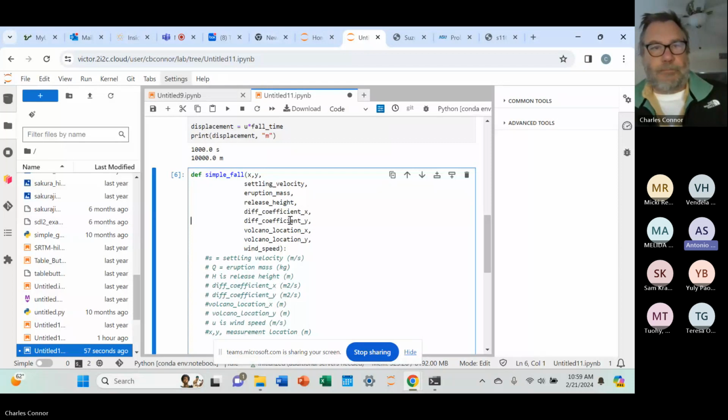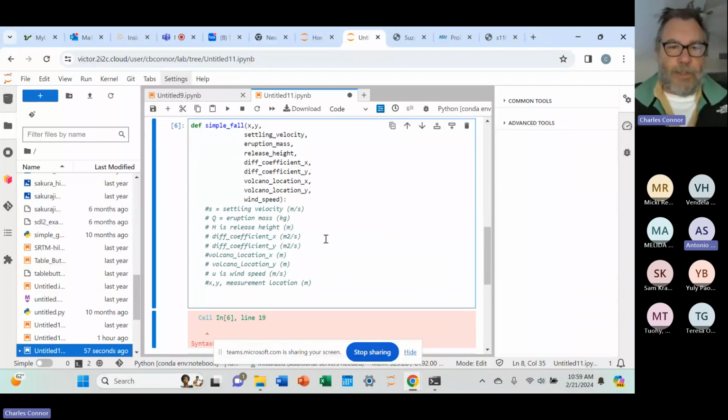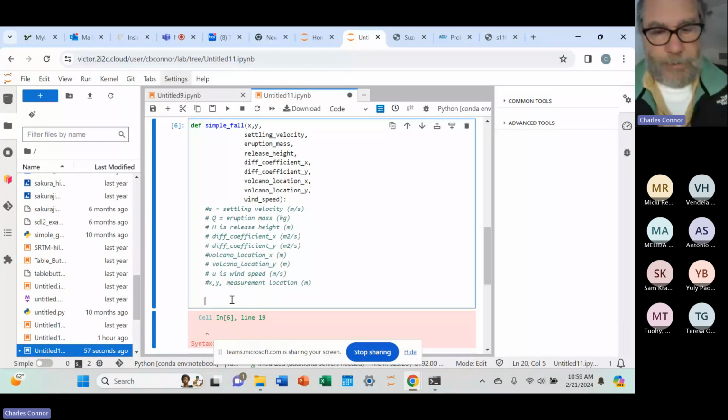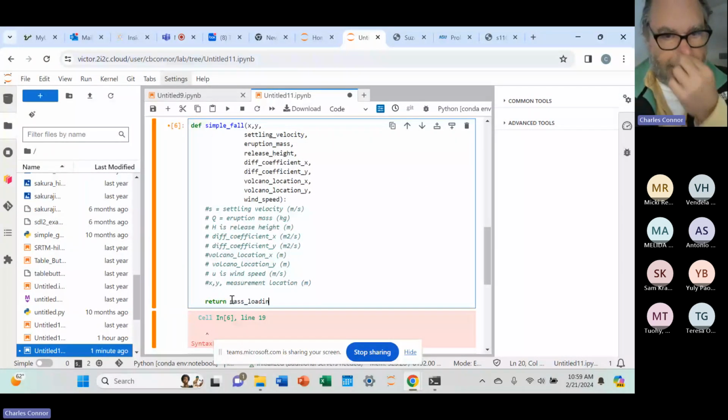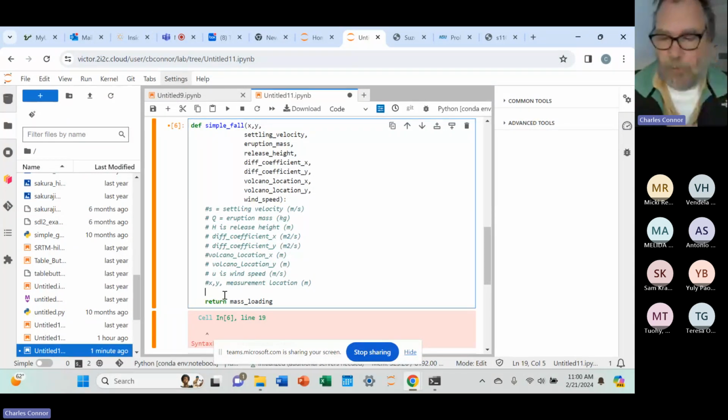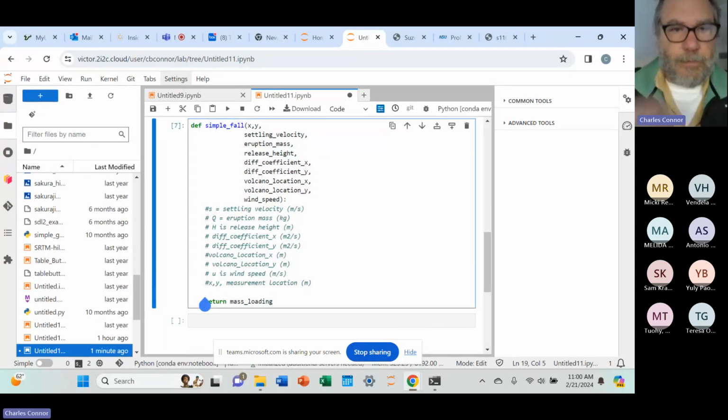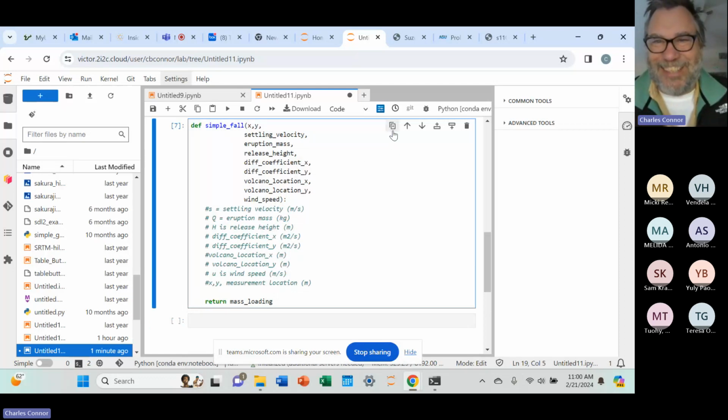I think the problem is that there's no return command put at the end, I think. Well, maybe I need to put in the return command, right? Okay, let's say return mass loading. Okay, yeah, you were right. Thank you. But I'm bugged that I don't remember how to turn on the line numbers. It's here somewhere. I don't remember where. Okay, anyway, I've got that. And that seems to be working okay.